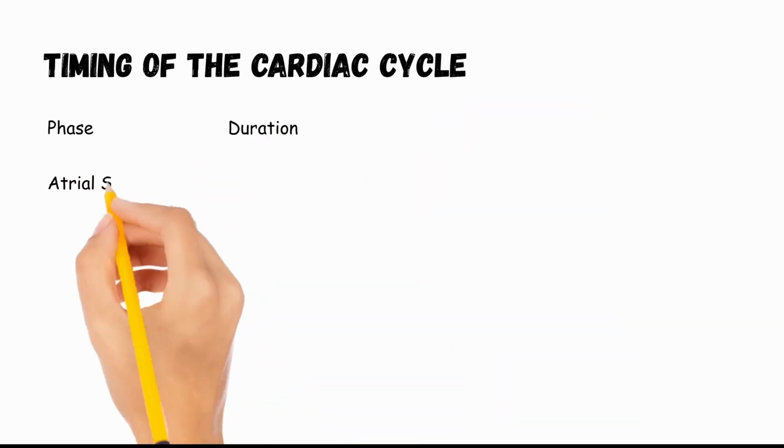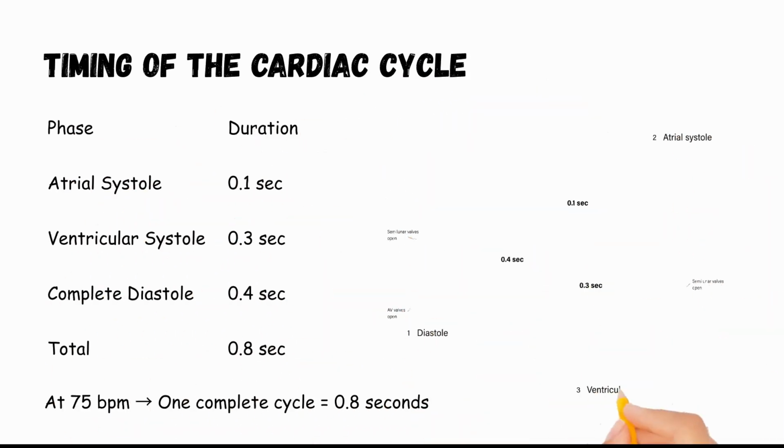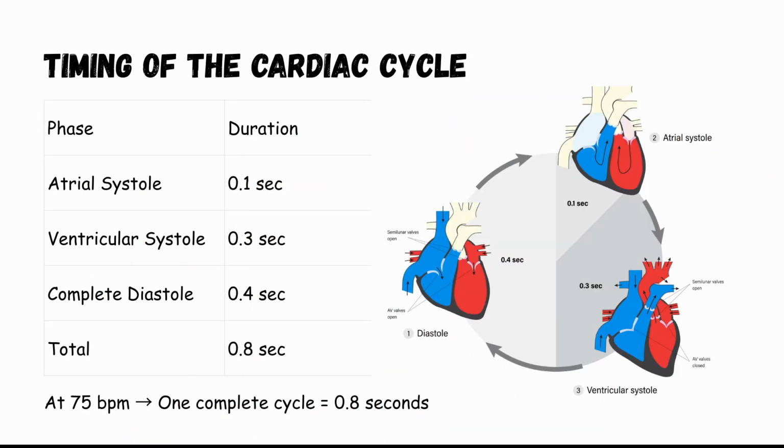At a heart rate of 75 beats per minute, atrial systole lasts 0.1 seconds, ventricular systole lasts 0.3 seconds, complete diastole lasts 0.4 seconds. Total duration equals 0.8 seconds. If heart rate increases, diastole shortens more than systole. That is why, during very fast heart rates, the heart may not fill properly.